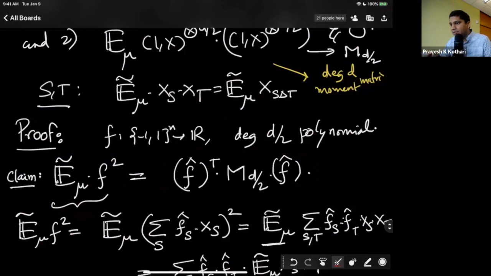And all we used was this characterization of PSD matrices, that a matrix is positive semi-definite if and only if all of its quadratic forms are non-negative. Any questions? Stop me.